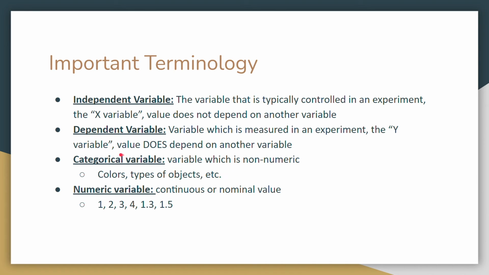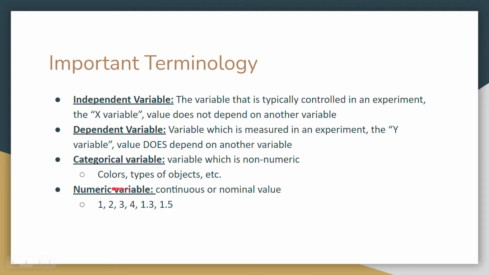Then further, we have different categories of dependent and independent variables. We have two: categorical and numeric. So categorical variables are going to be ones which are non-numeric. So this could be any type of grouping or character variable. It could be a color: red, blue, green, yellow, any type of color. It could be types of objects that you're comparing. It could be group names. It could be locations. It could be anything of this sort. As long as they're a category, it's going to be a categorical variable.